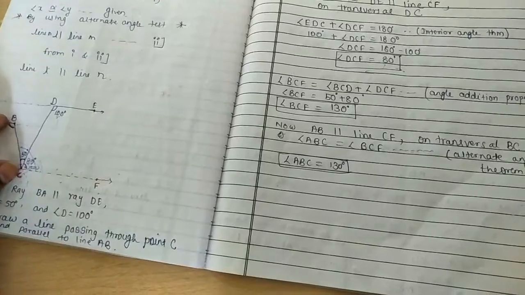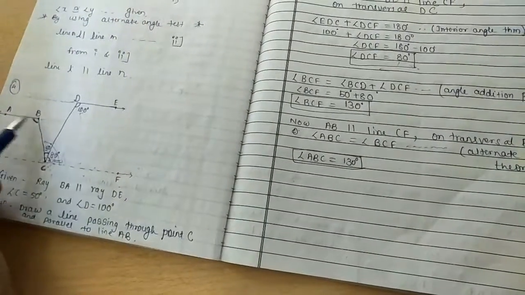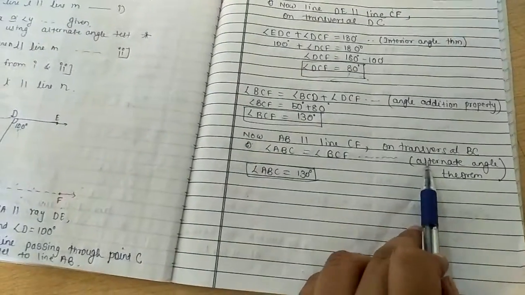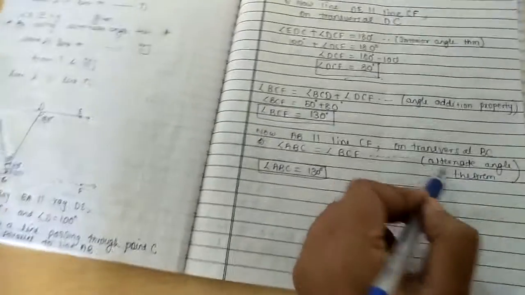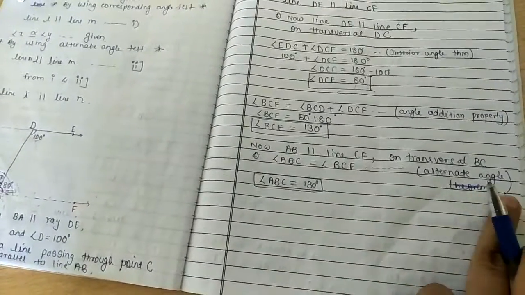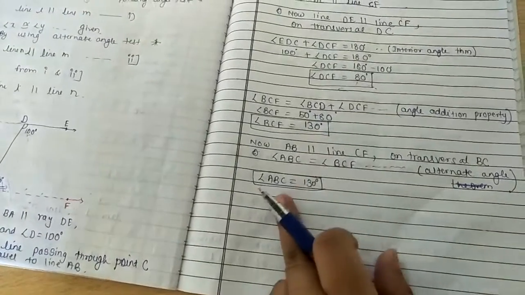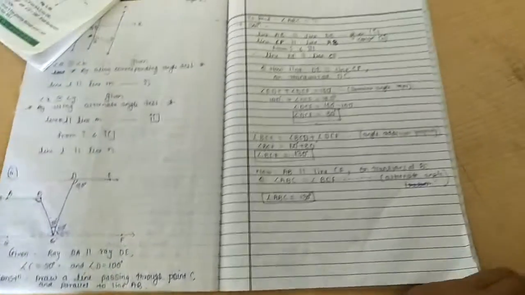Now we take another transversal, that is this BC one. So what will we get? Angle ABC is equal to angle BCF. Why are they equal? Because they are alternate angles. So here we write down the alternate angle. Therefore angle BCF is 130, so angle ABC is also 130. Clear, everyone?